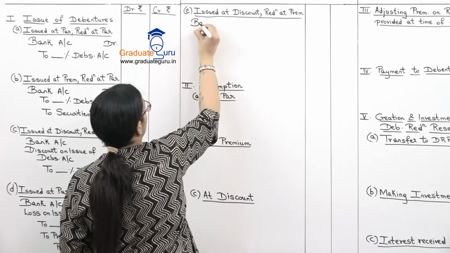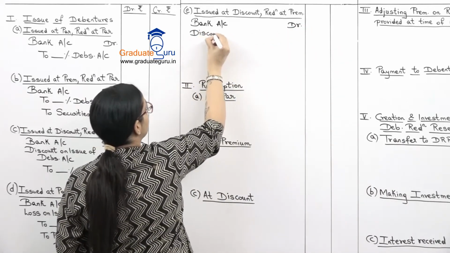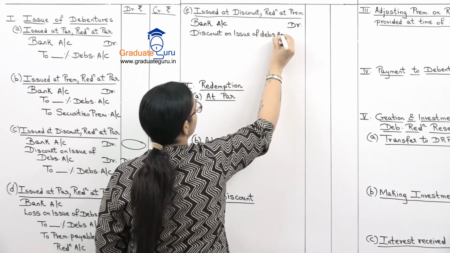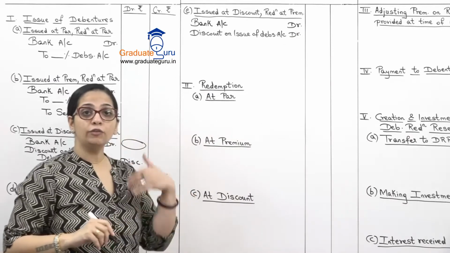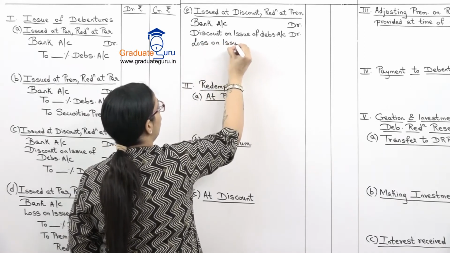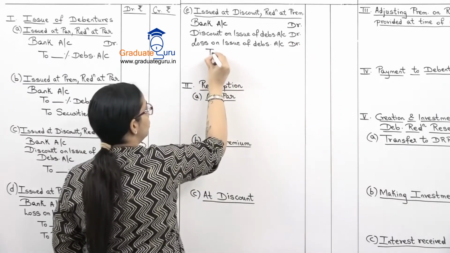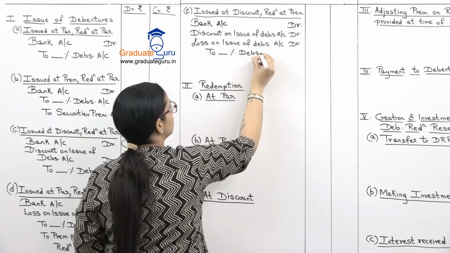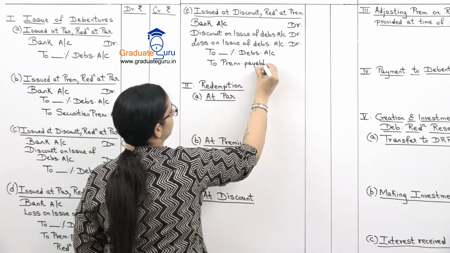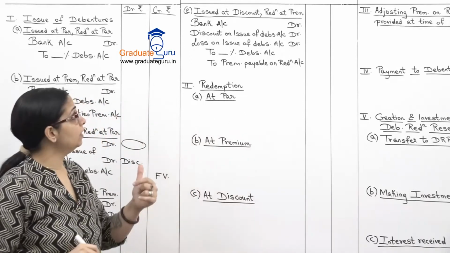So the entry is, I am getting amount, so bank account debit. The discount which I am giving them today, that will also be debited, it's a loss. So discount on issue of debentures account debit. And as I said, in the future when I pay them extra, that will also be a loss. So that loss also I am booking just now. So loss on issue of debentures account debit, to whatever percent debentures account, and to premium payable on redemption account. So this is how you will pass an entry when your issue is at a discount.